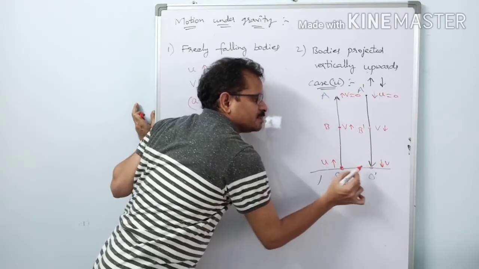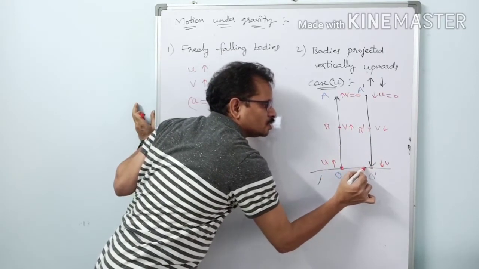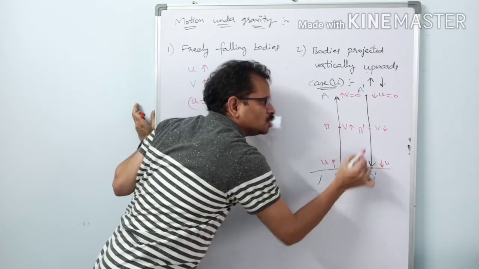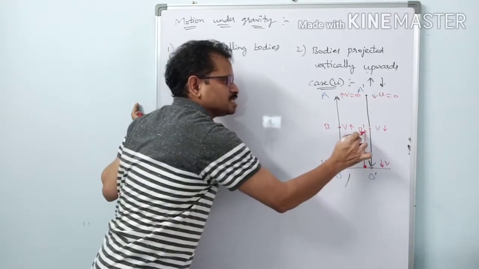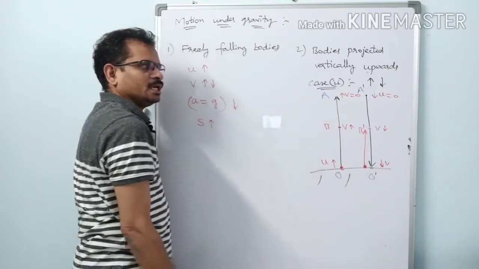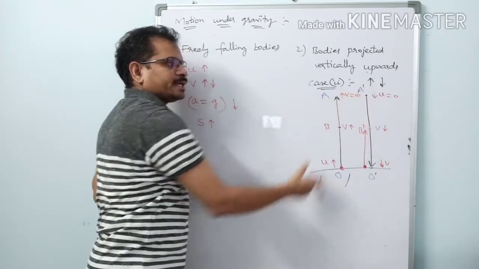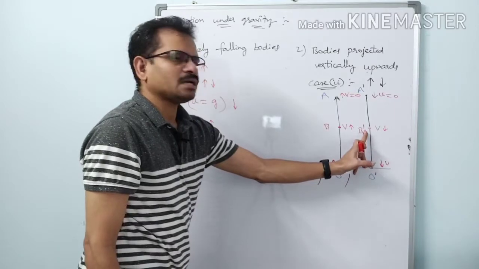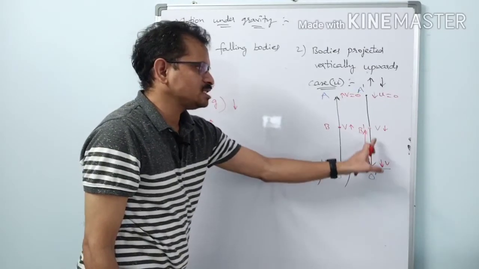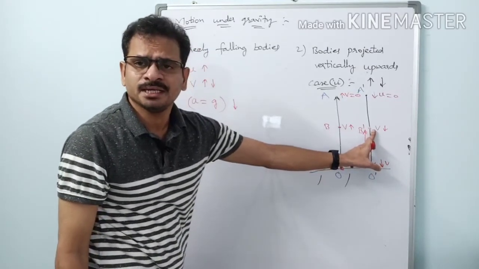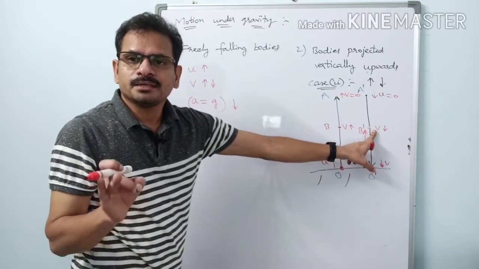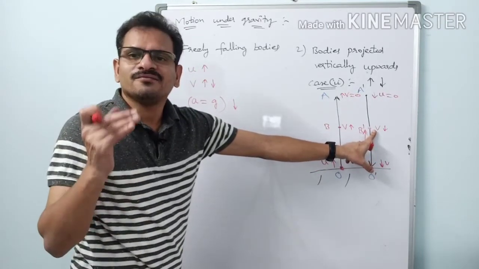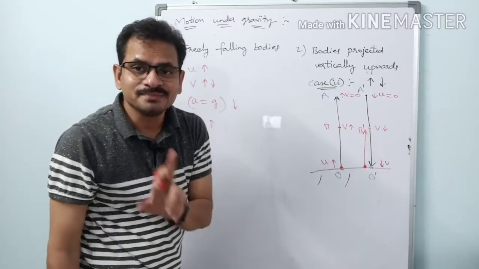So what is the displacement from ground level to this much height? You have to draw this arrow. So displacement is in upward direction. See here, even if the body is moving in downward direction, the displacement vector is in upward direction, because this is the initial point, this is the final point. What is the definition of displacement? It is a straight line drawn from initial point to final point. That is the displacement definition.